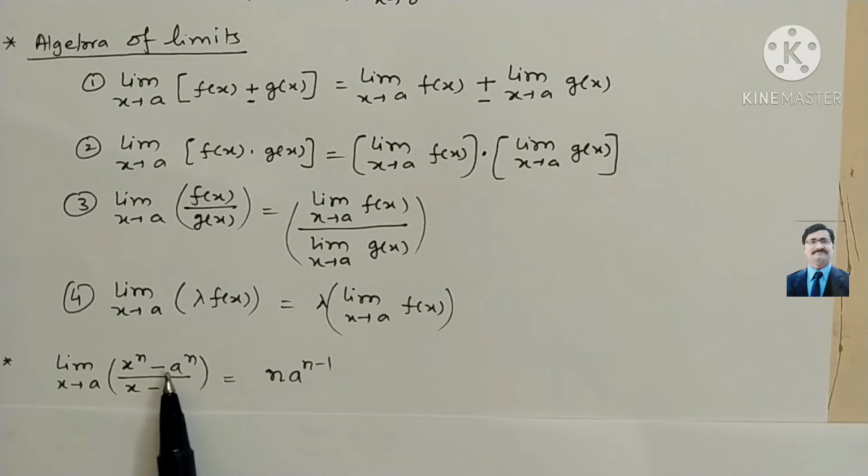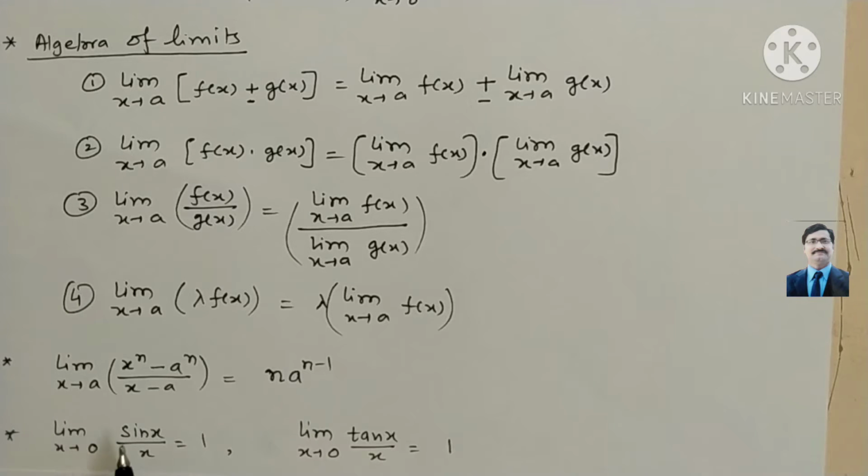You write directly from here, you can check from here. You write n a and 1 power, you do less, means n a power n minus 1. So the value of this is n a power n minus 1. Look here, limit as x tends to 0 of sin x upon x, we will write this value directly as 1. Limit as x tends to 0 of tan x upon x, this value also we will write directly as 1.